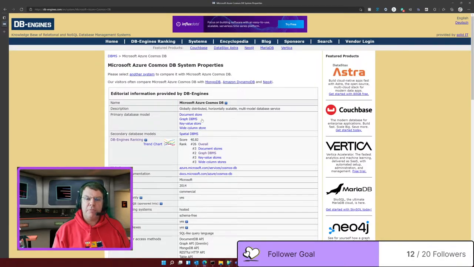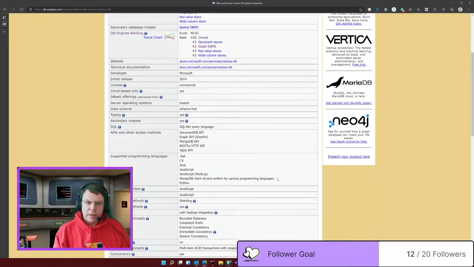So it is multi-model, right? So it's not natively a graph database. It's a document store. They have graph. They have key value. They've got column. They do some spatial information. We can see how they're ranked in terms of those other stores as well.